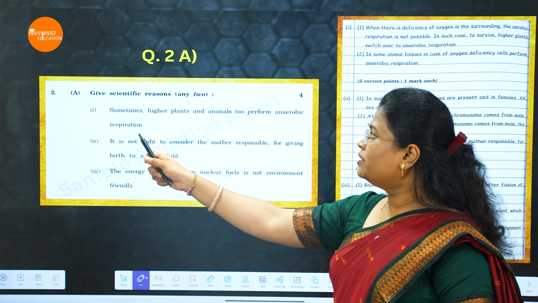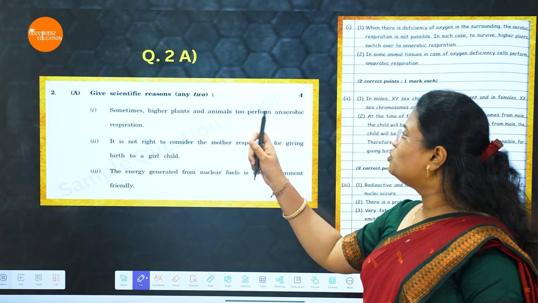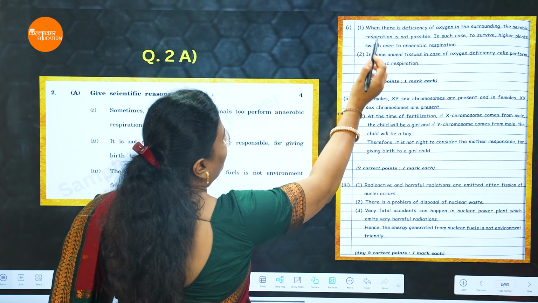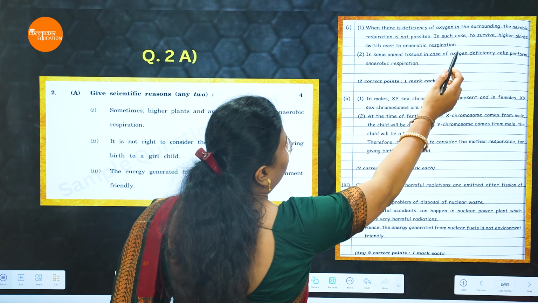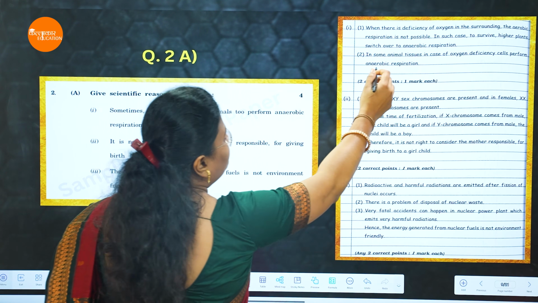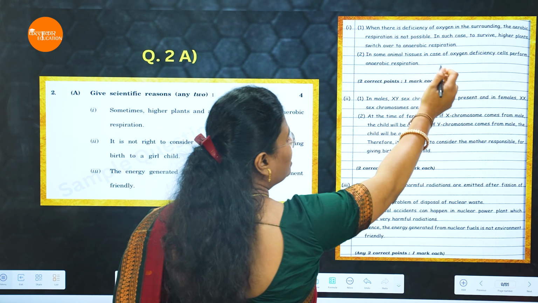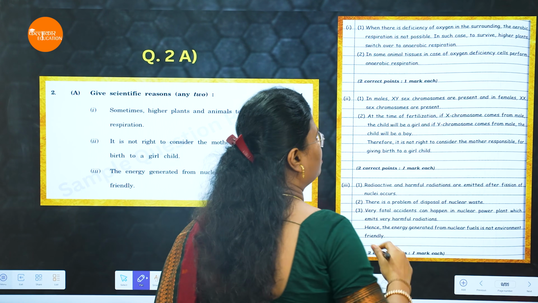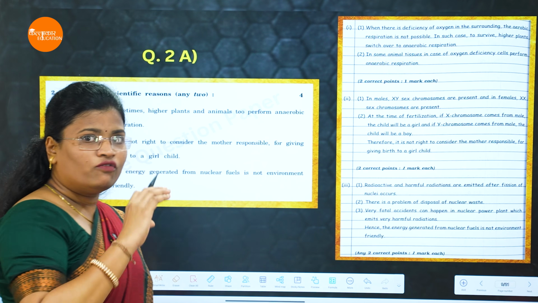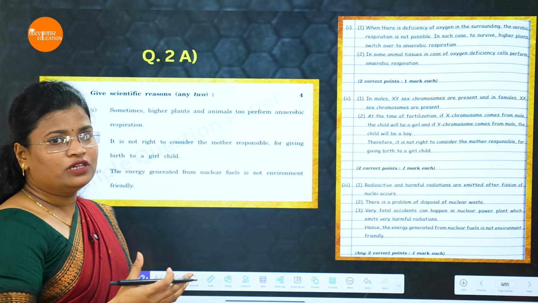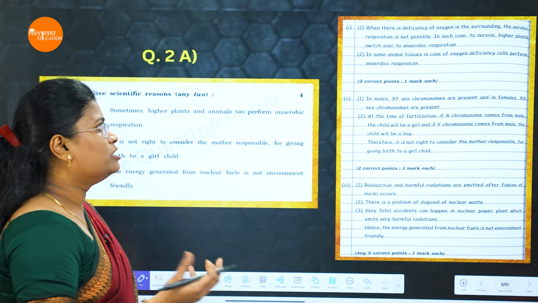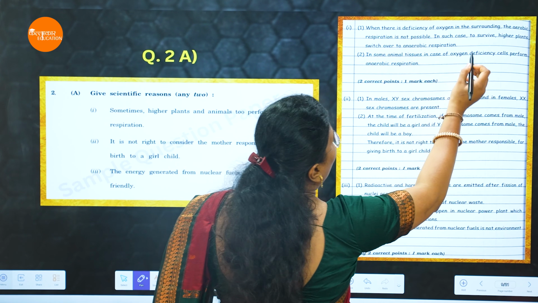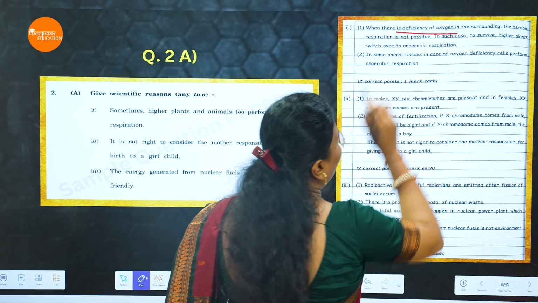Question number 1: sometimes higher plants and animals perform anaerobic respiration. Let's see the answer first. When there is a deficiency of oxygen in the surroundings, aerobic respiration is not possible. In such a case, to survive, higher plants switch over to anaerobic respiration. First of all, you have to write why the higher plants and animals are performing anaerobic respiration. So clearly you have to mention in the point that there is a deficiency of oxygen.